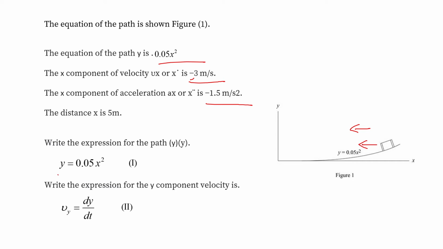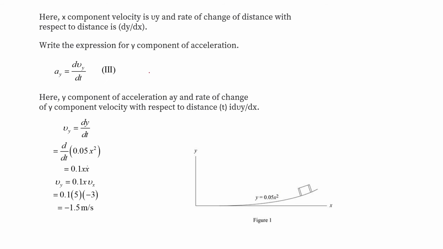So now let's move forward. Here, as we can see, we can write the path equation. We'll name it as equation number 1. Now let's take the differentiation. In order to find Vy, we can write dy by dt. We'll name it as equation number 2. And for acceleration, we can write Ay equal to dvy by dt, as we differentiate velocity in y direction with respect to time. Now let's substitute the values.